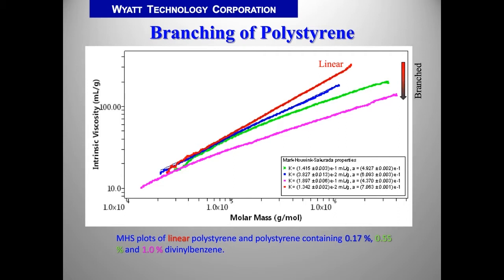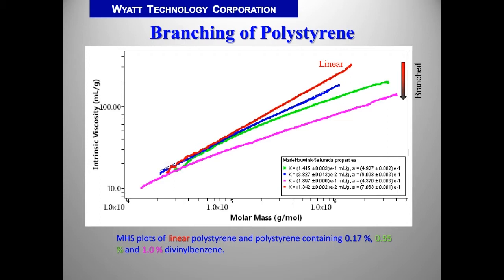So linear polystyrene is in red. The plot is linear with a slope close to 0.7. So that is exactly what we expect for linear polymers in thermodynamically good solvents.